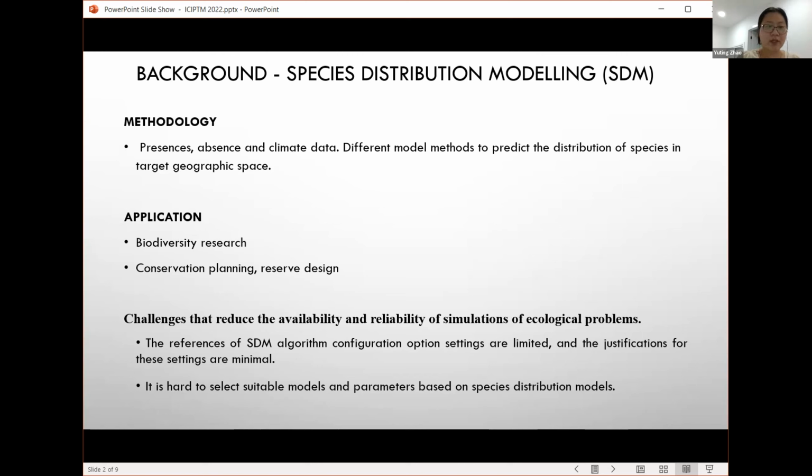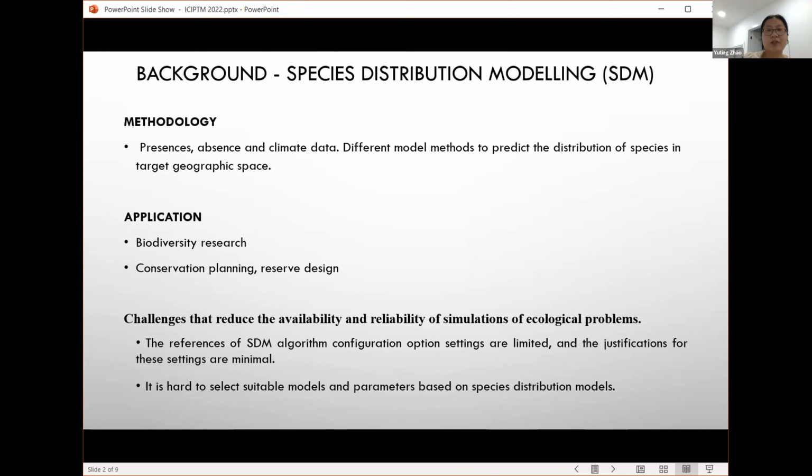This model has been applied in very wide areas, of course in biodiversity research. It is also used for decision making, like conservation planning and reserve design. It can also be used to predict areas under climate change.